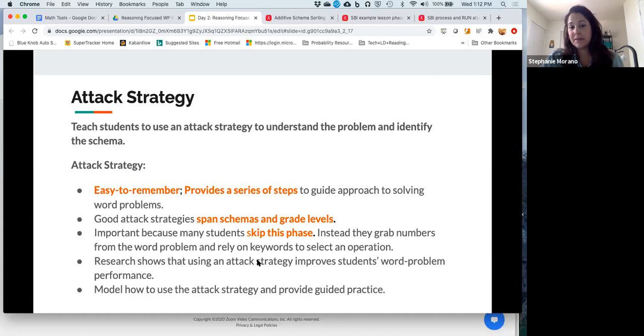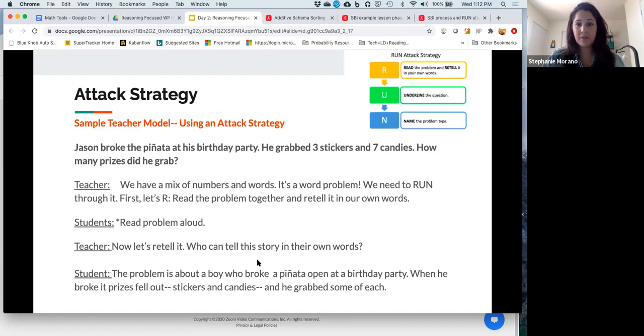Research shows us that using an attack strategy improves students' word problem solving performance. So again, this is another part of the strategy that has strong research support and good evidence. And our first step is to just model the process for students. So that's what we're going to look at here.